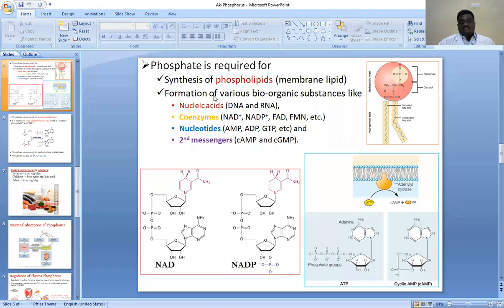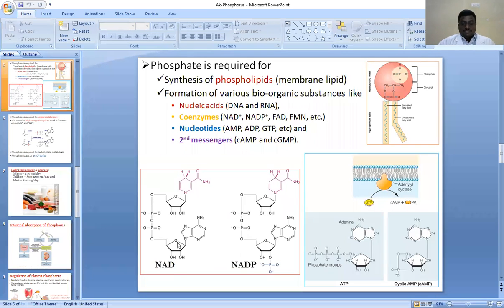Next one is formation of various bioorganic substances. So what are those? Nucleic acids, DNA and RNA, where the backbone ribose sugars are combined together by these phosphate ions, in DNA and RNAs.